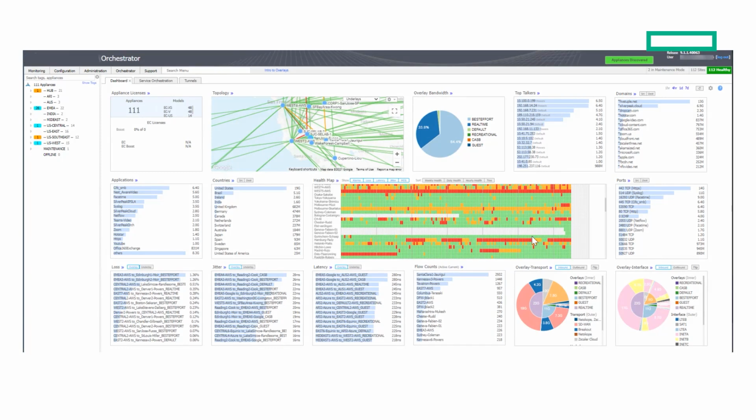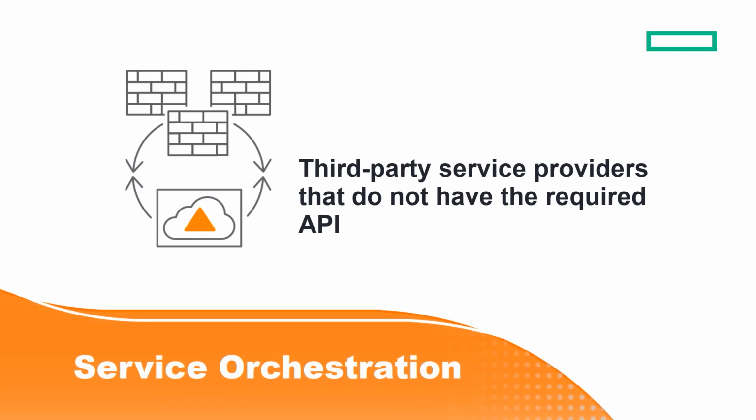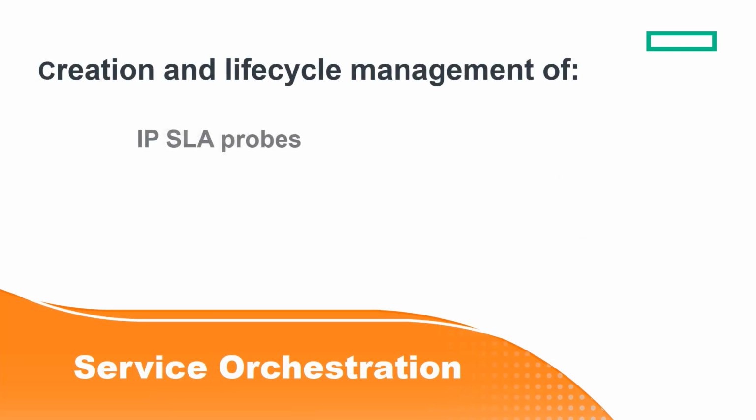Aruba Orchestrator provides orchestrated end-to-end integration for many third-party service providers, such as Zscaler and Azure Virtual WAN. While it is not possible to provide orchestrated integration with all third-party service providers, or service providers that do not have the required API, the Service Orchestration feature allows you to automate the orchestrator side of the integration, including the creation and lifecycle management of IPSLA probes and IPsec tunnels.